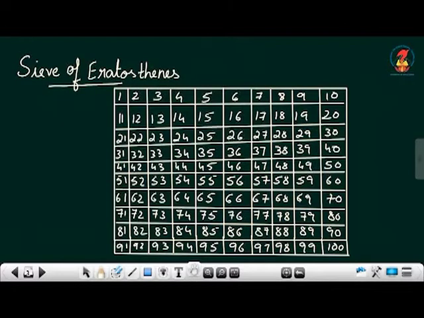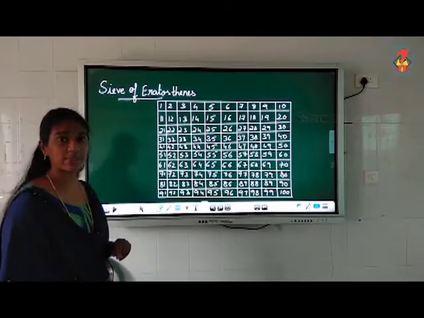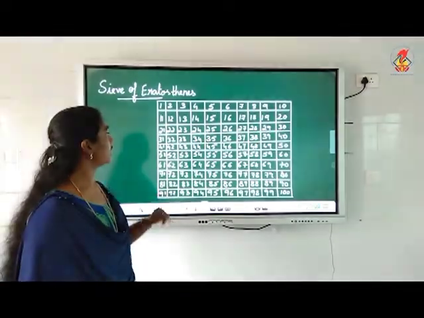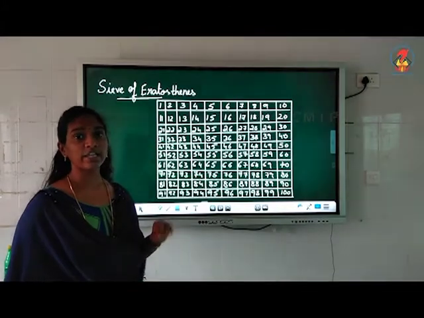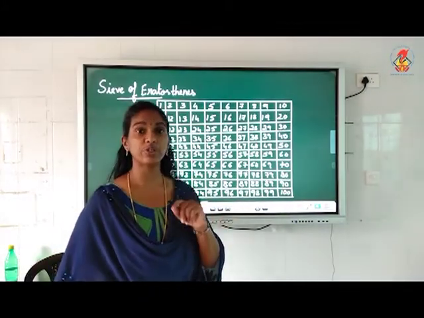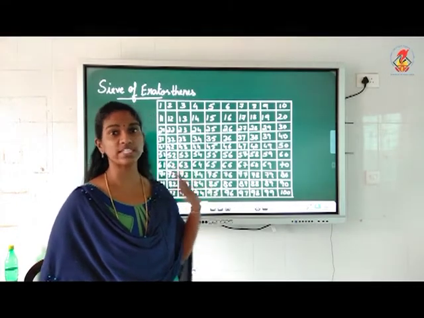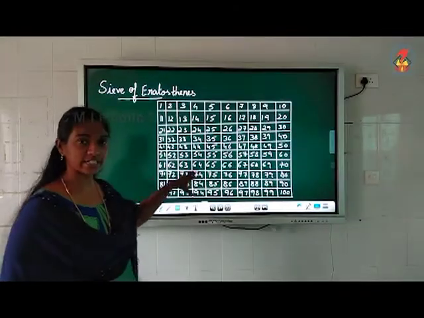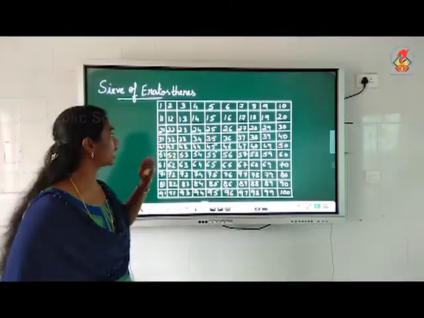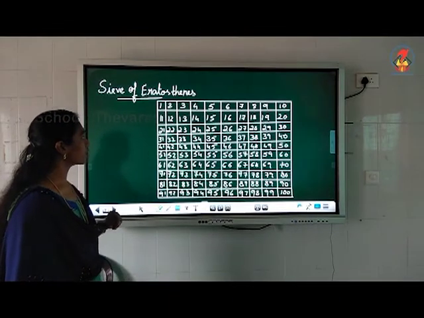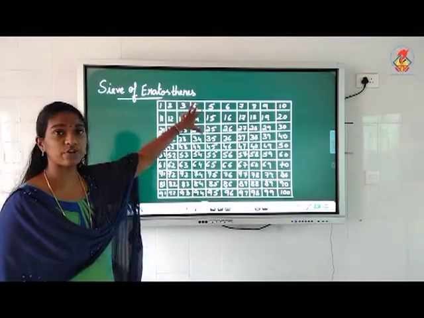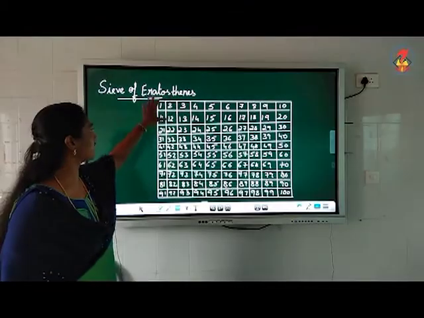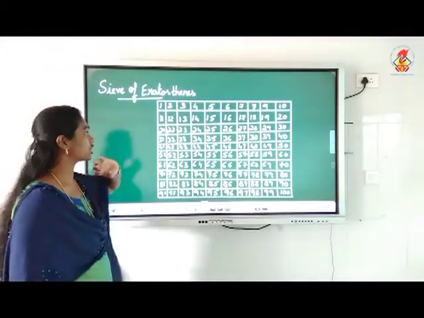Now this is a table from 1 to 100. Okay, this table is known as sieve of Eratosthenes. Eratosthenes is a Greek mathematician. Using this table, he found out the prime numbers from 1 to 100. I'll show you how is that technique. Okay, you will do it with me children. If possible, do it. Or you can make a grid and then see how I am doing it. So, we are going to find out the prime numbers from 1 to 100.